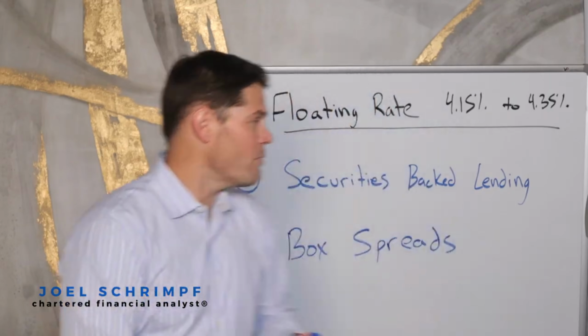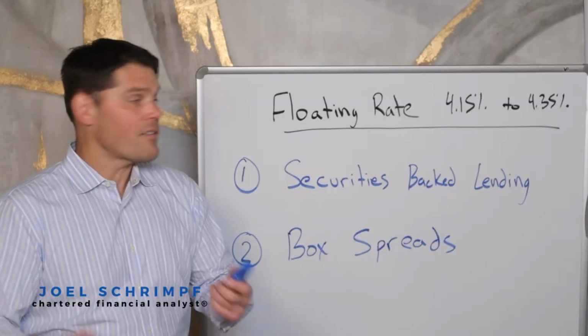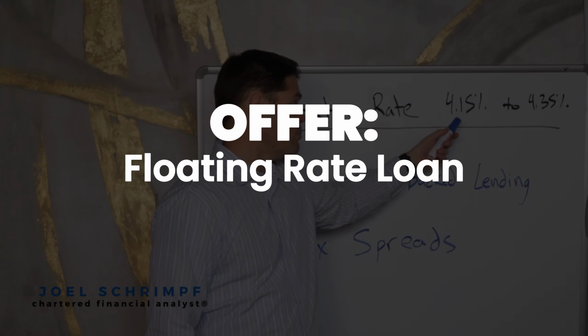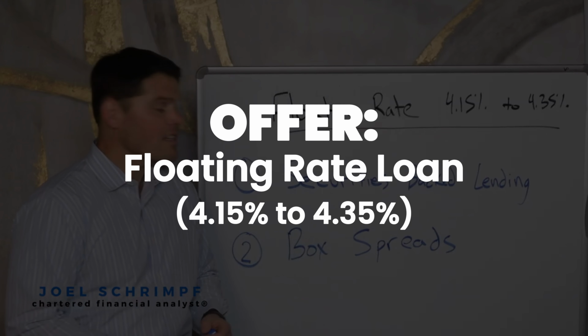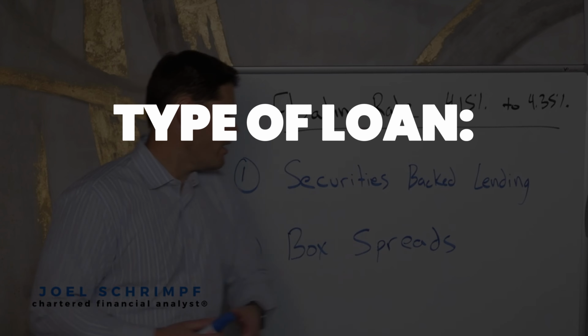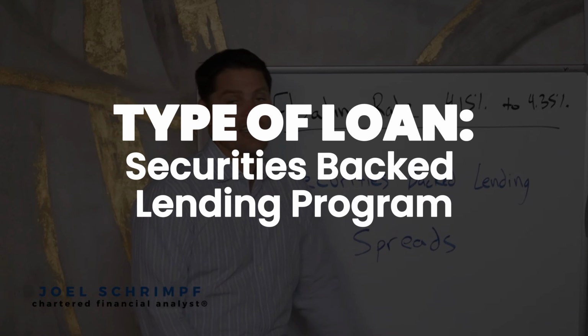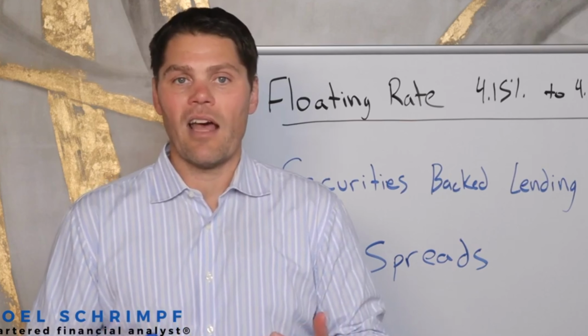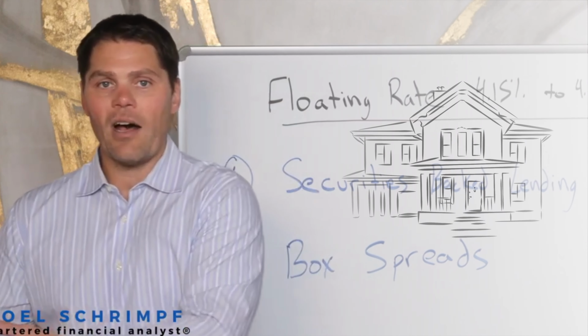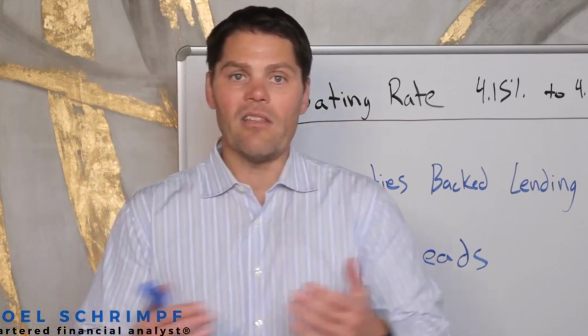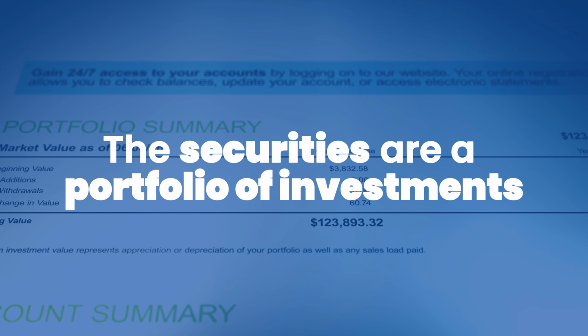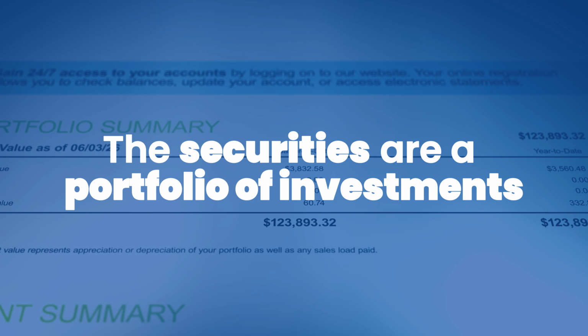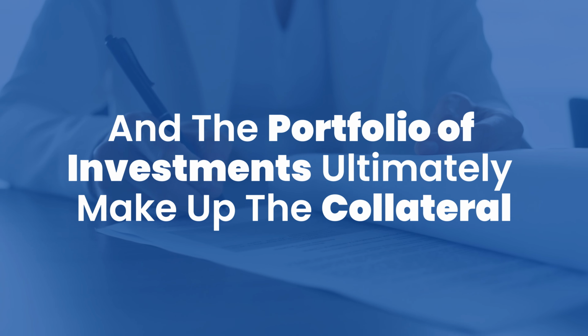So I did. And what we're looking at is, first off, the offer was a floating rate loan from 4.15 to 4.35%. And this type of loan was a securities-backed lending program. What that means is that, like a mortgage has a house, the house is the collateral. In this format, the securities are a portfolio of investments, and the portfolio of investments ultimately makes up the collateral.